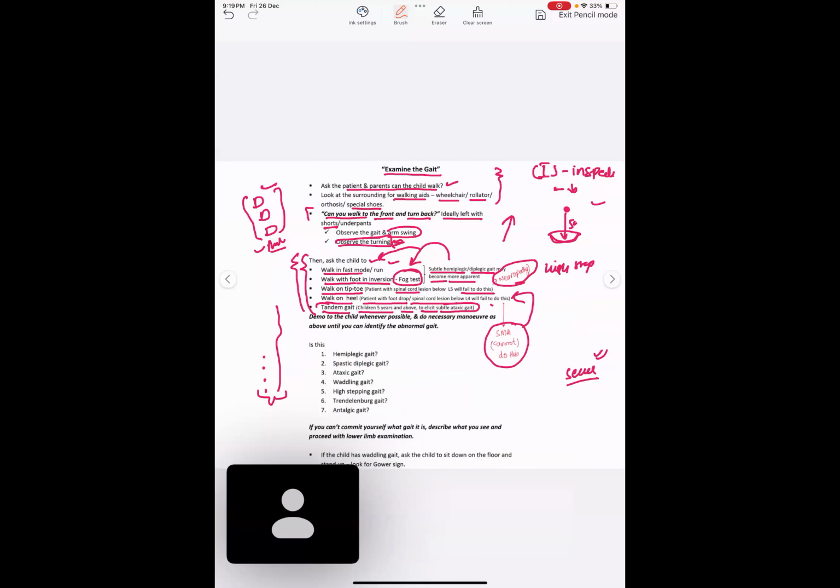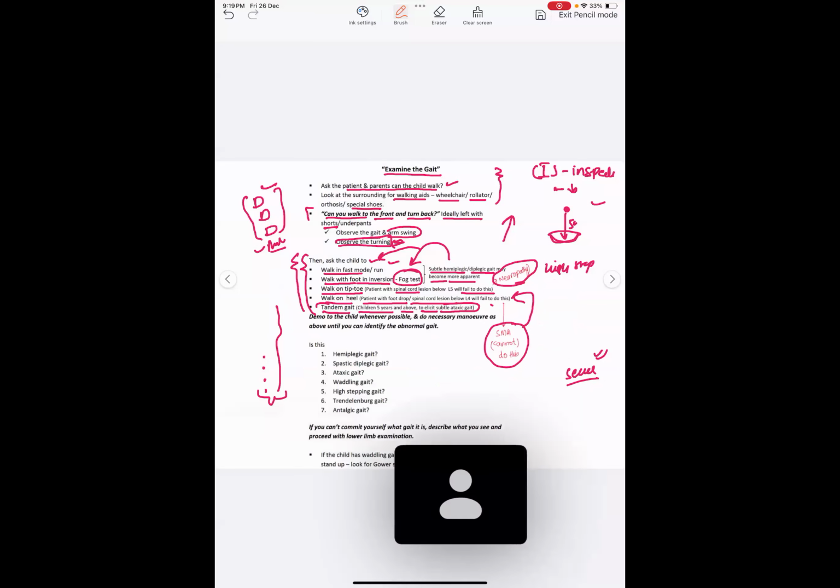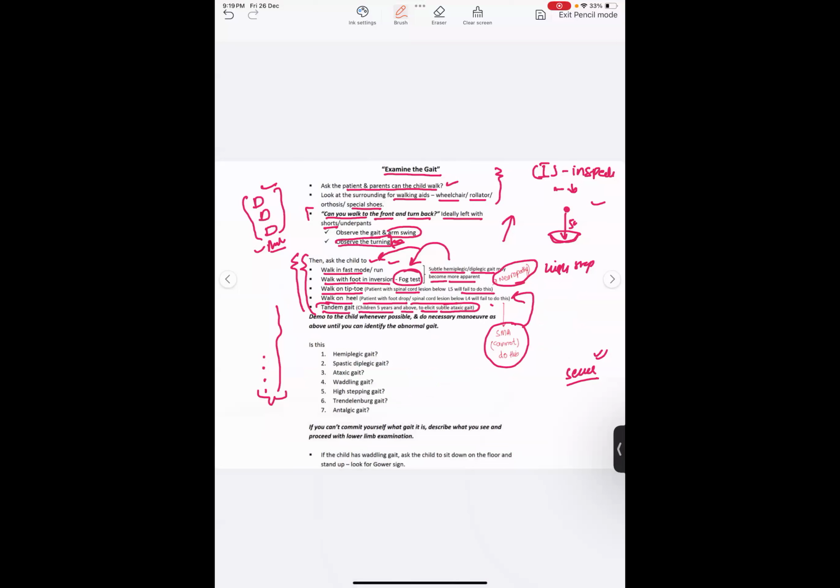When the child has done the gait, I have a certain impression: this is hemiplegic, this is spastic gait, ataxic gait, or pedaling gait, and after that I will follow their approach. They say if you cannot commit to yourself what gait it is, describe what you see and proceed with the lower limb examination. If the child has a waddling gait, we will not talk about it here.